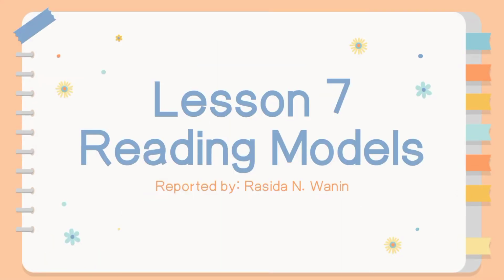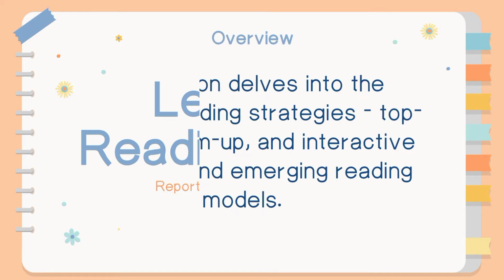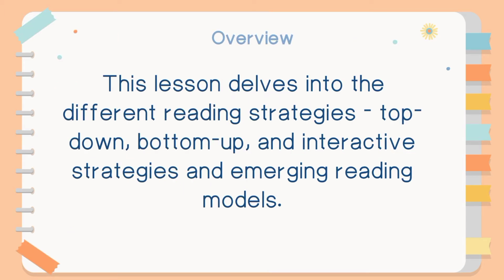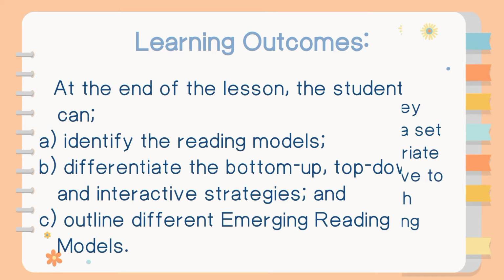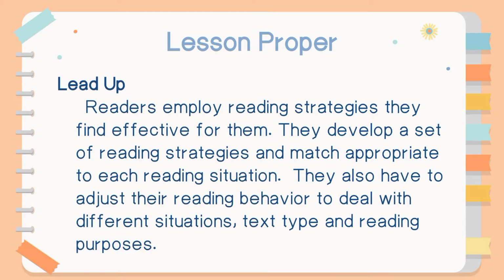In this video, I'm going to discuss Lesson 7, which is the reading models. Now, let's start. Lesson 7, Reading Models. Overview: this lesson delves into the different reading strategies, top-down, bottom-up, and interactive strategies, and emerging reading models. Learning outcomes: at the end of the lesson, the students can identify the reading models, differentiate the bottom-up, top-down, and interactive strategies, and outline different emerging reading models. Now let's proceed to the lesson proper.